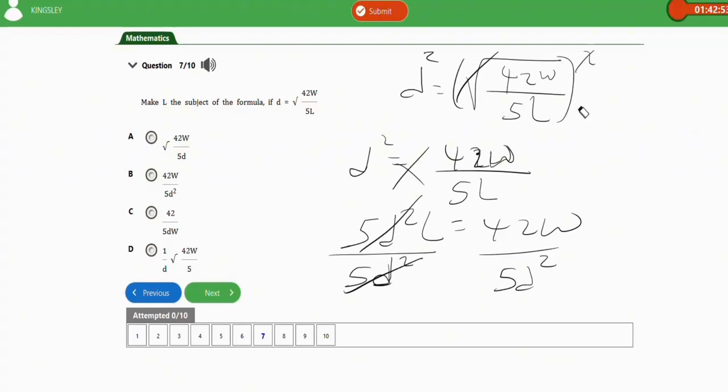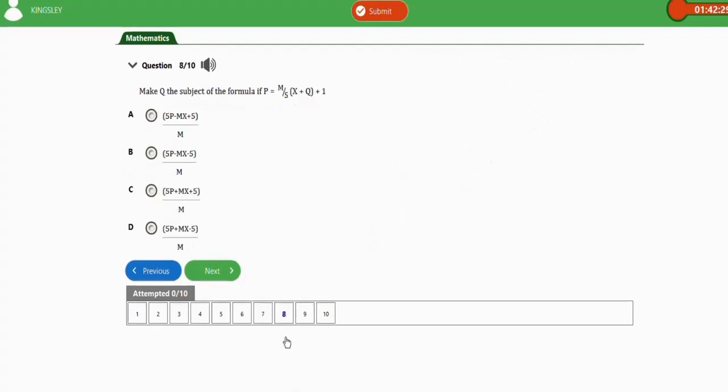Let's write this, guys. So this is the 4th question I solved. I asked to make Q the subject of the formula if P equals this expression.